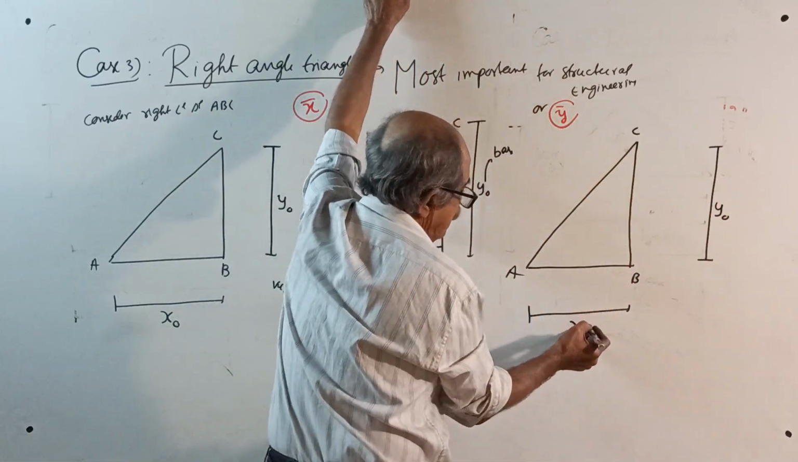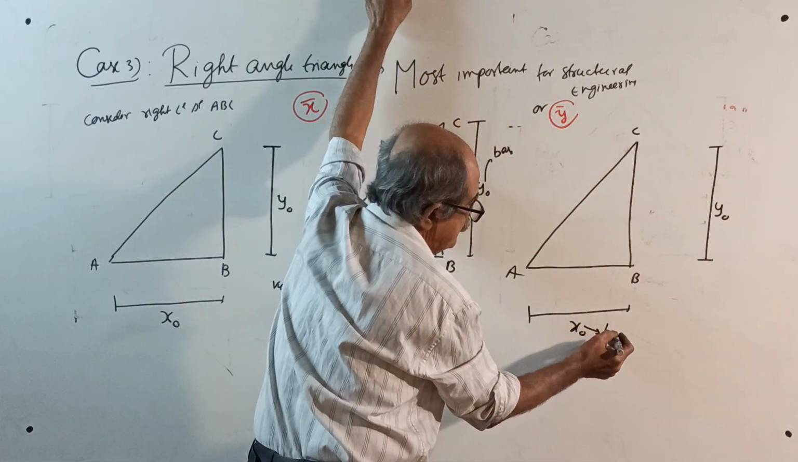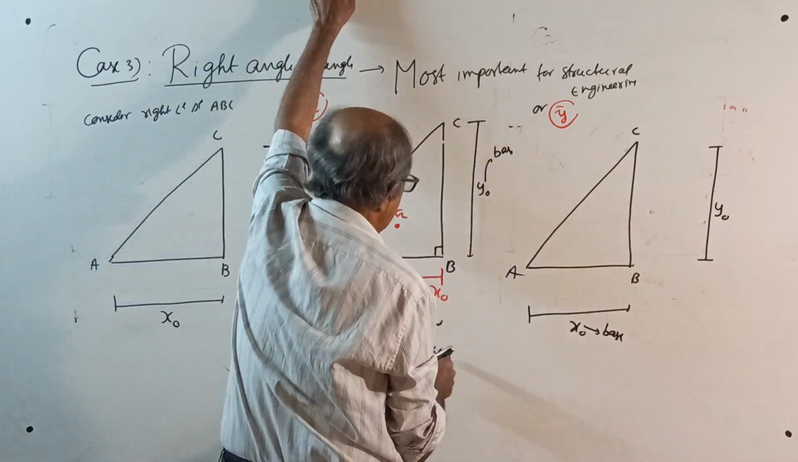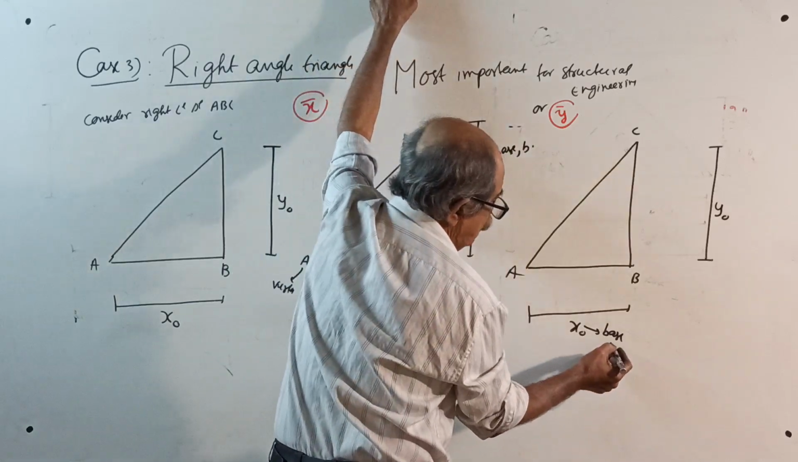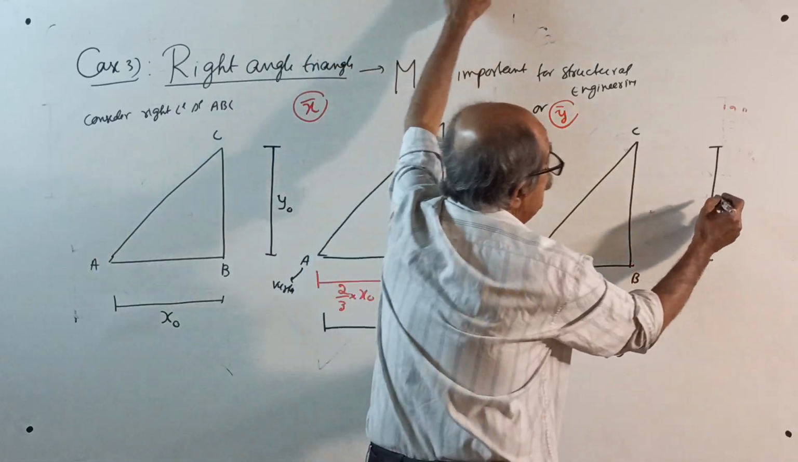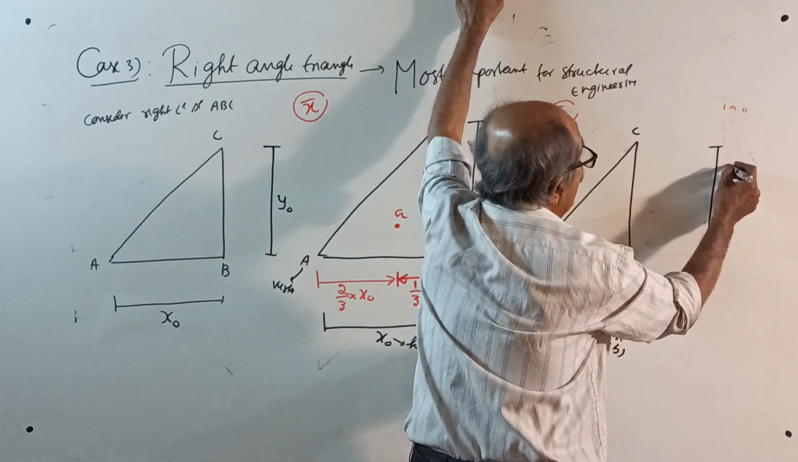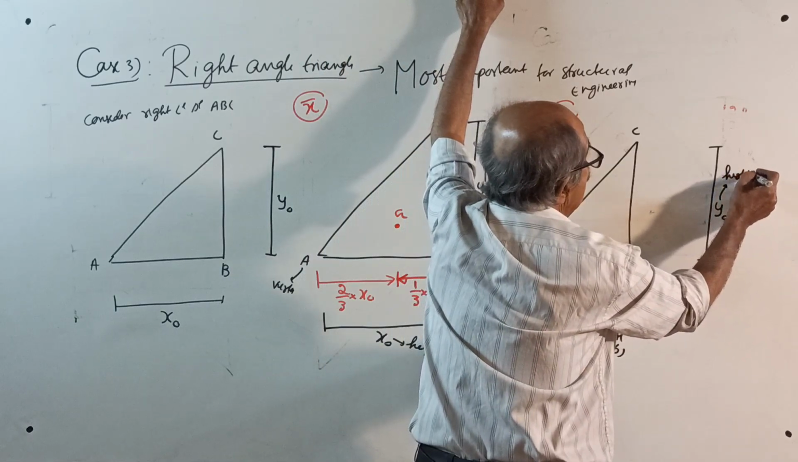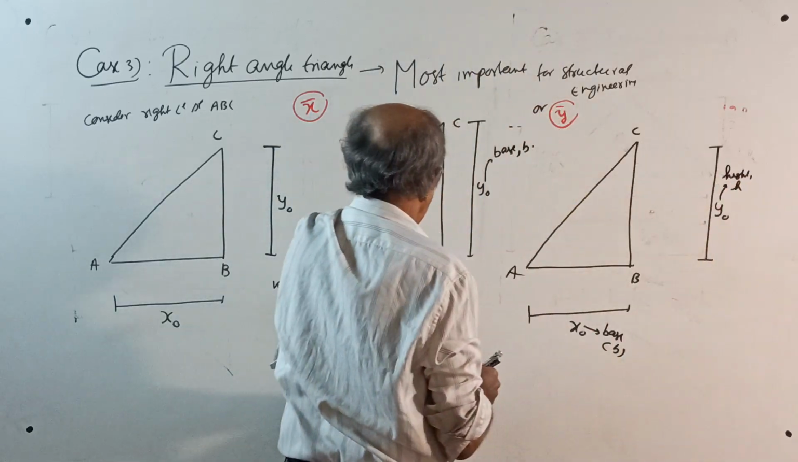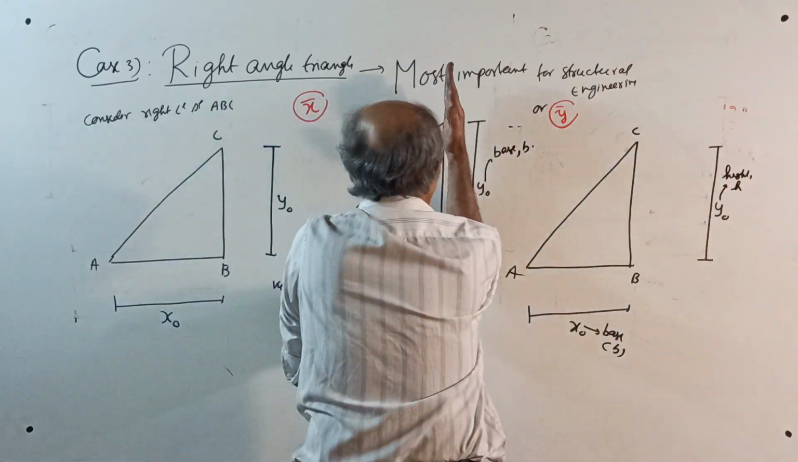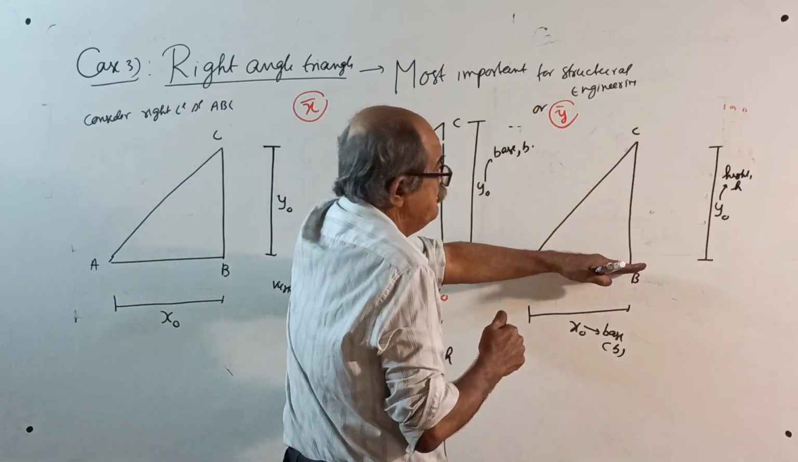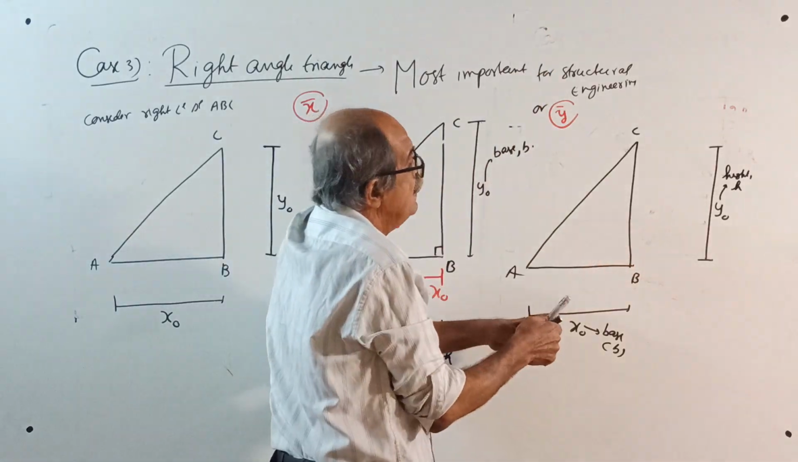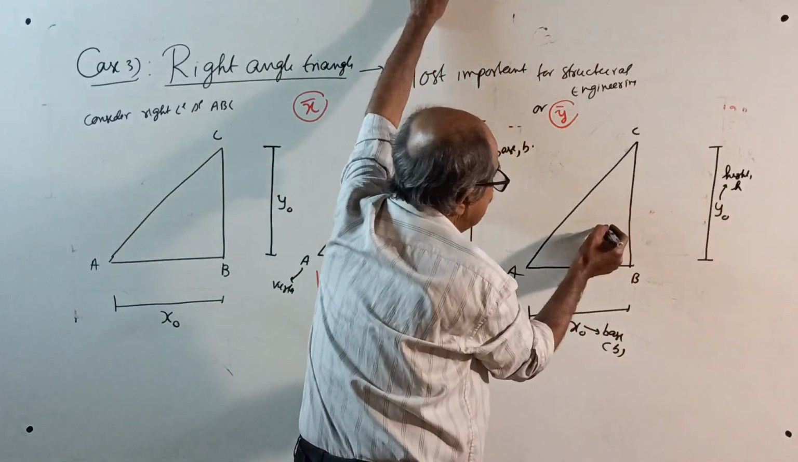Now, X naught you take base. Base B. Base means B. Height is h. X naught you take base B. Y naught you take height. Height h. Yes, once again correct. See, if this is the base, this is the height, perpendicular. If this is the base, this is the height, then along the height, centroid will be here.